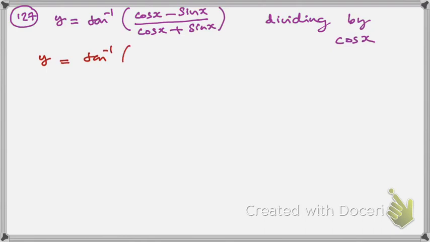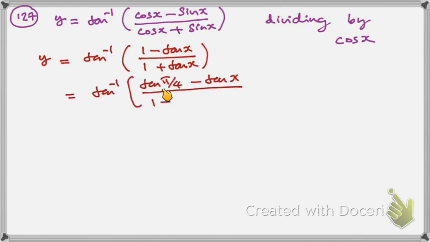y is equal to tan inverse of cos x by cos x, which is 1, minus sin x by cos x, which is tan x, divided by cos x by cos x, which is 1, plus sin x by cos x, which is tan x. Now I want to make it match one of the tan formulae, probably tan A minus tan B divided by 1 plus tan A into tan B. So what I do is I'll rewrite 1 as tan pi by 4. So tan pi by 4, which is 1, minus tan x, divided by 1 plus this simple tan x, I'm going to read it as 1 into tan x, but 1 is tan pi by 4. So I'll write it as tan pi by 4 into tan x.